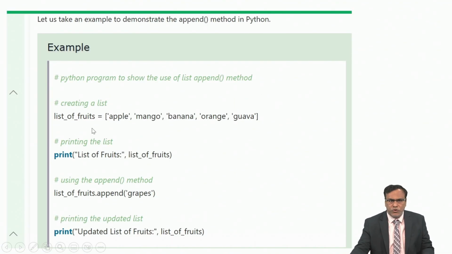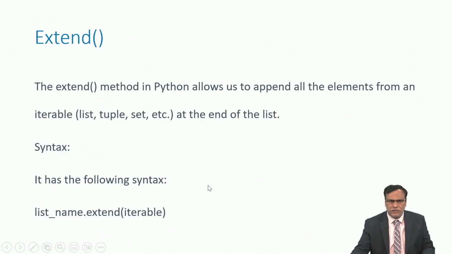About this append, you have a list of fruits, 1, 2, 3, 4, 5. There are 5 fruits. After that, you add one more fruit to this list, that is grapes, at the end of the list. So earlier there were 5 items. After adding these grapes, you are going to have 6 items in the list. The same explanation follows. Now let us see in more detail about this extend method.